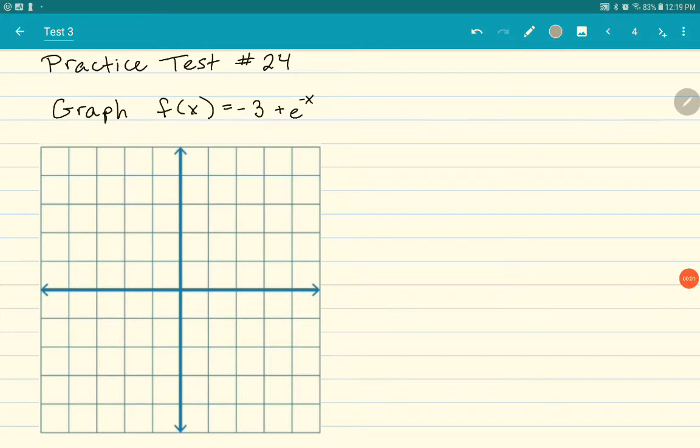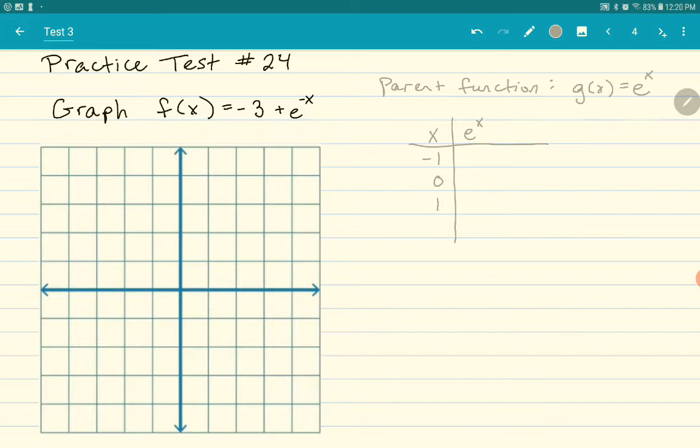Here we're graphing the function -3 plus e to the negative x by using transformations. So we start with our parent function, which here is, let's call it g of x, e to the x. So when we plug in an x in our parent function, we get, let's plug in -1, 0, and 1.